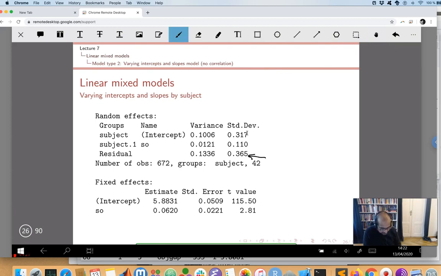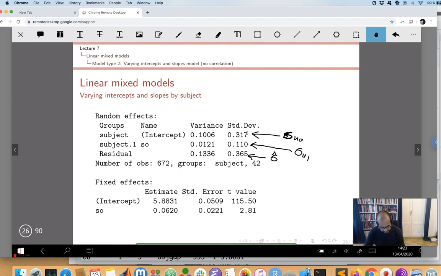This is the estimate of sigma, the residual. Here is the old estimate of sigma u0. This is the between subject variability of the intercept, right? And here's the new term. This term, which I'm going to call sigma u1, will represent the between subject variability in the relative clause effect across subjects, right?